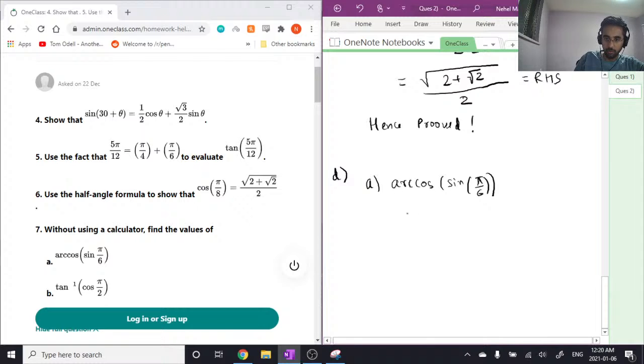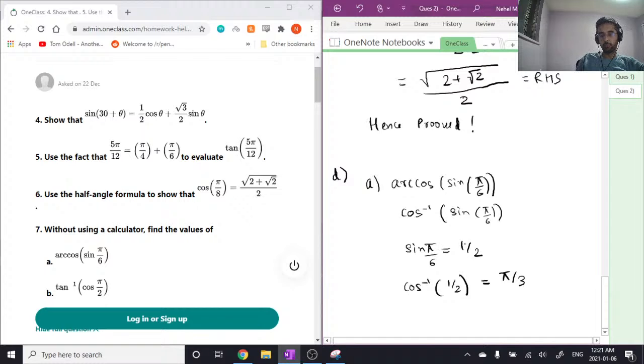An important thing to note here is that when the final function is an inverse trigonometric function, your answer would be an angle. So in this case, our answer is pi over 3, or 60 degrees. Okay, and for the second part, tan inverse of cos pi over 2. We know that cos of pi over 2 is actually 0. So we get tan inverse of 0. Tan is 0 when sine is 0, which is at 0 degrees. Therefore, this is equal to 0.